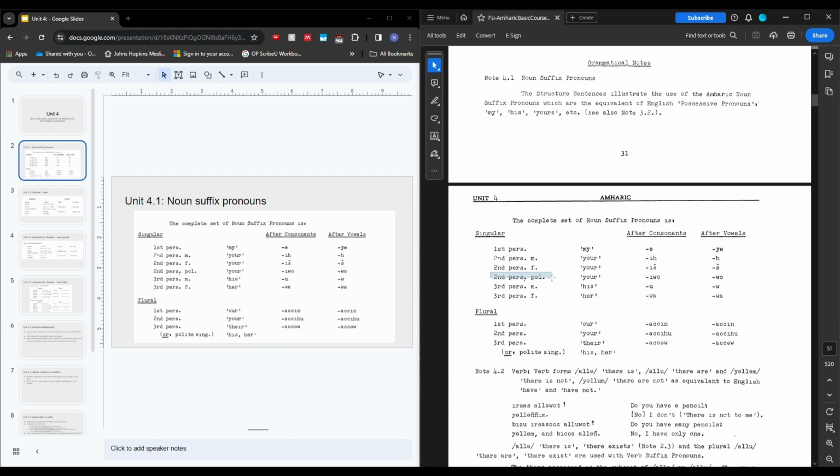I'm gonna skip this respectful tense. Beit-tu is his house, or the house, if you remember definite suffix pronouns from last section. Beit-wa is her house. Beit-achin is our house. Beit-achuhu is y'all's house. And then Beit-acho is their house. So you can basically just throw these on the end of words that end in consonants.